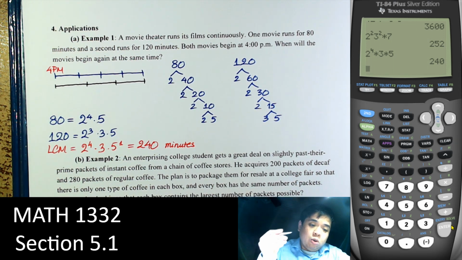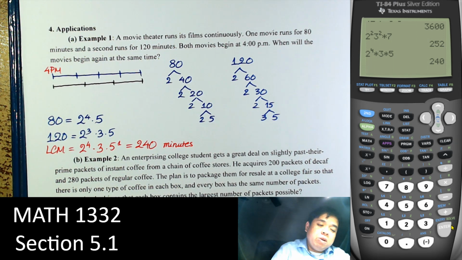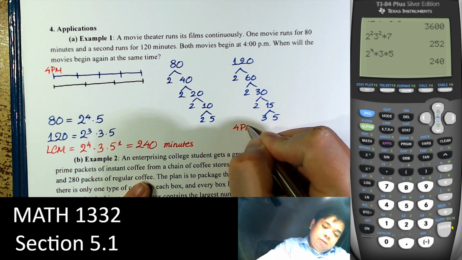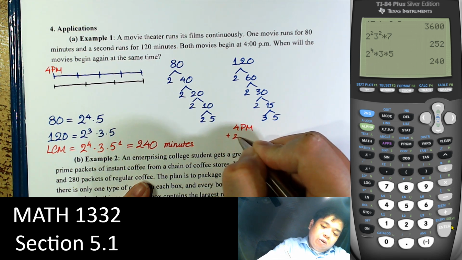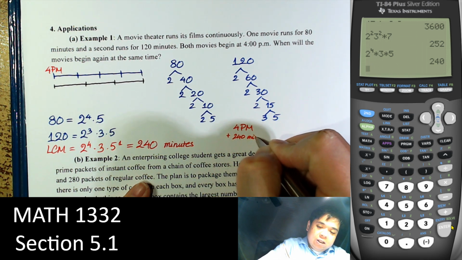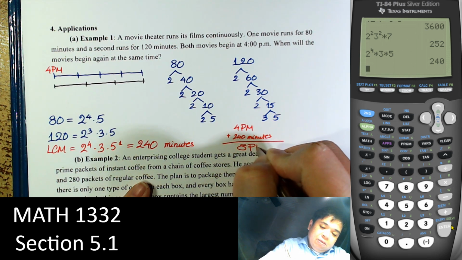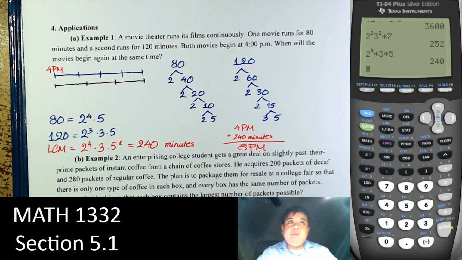So the question is, when will the movie begin the same time again? That will be in 240 minutes, or in 4 hours. That will be 8 p.m. So 4 p.m. and then add 240 minutes from that, and we have 8 p.m., 4 hours after 4 p.m.